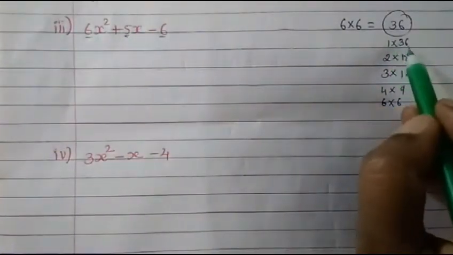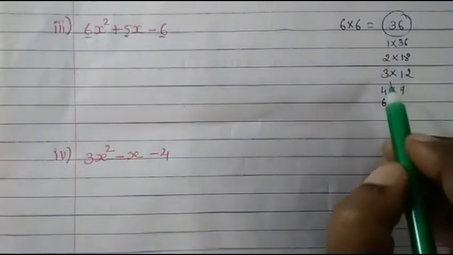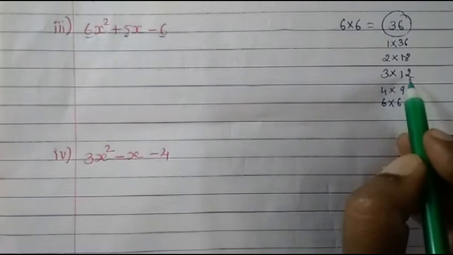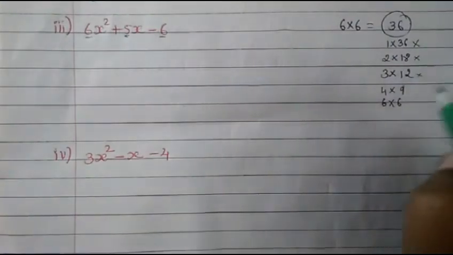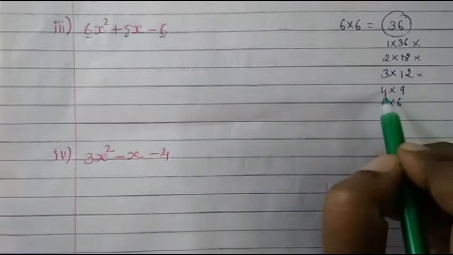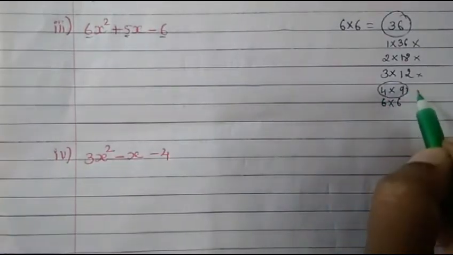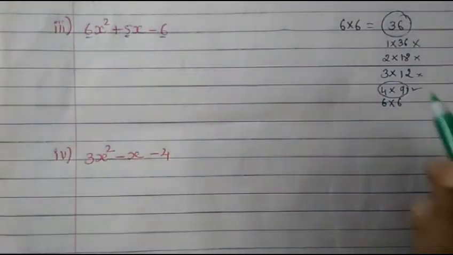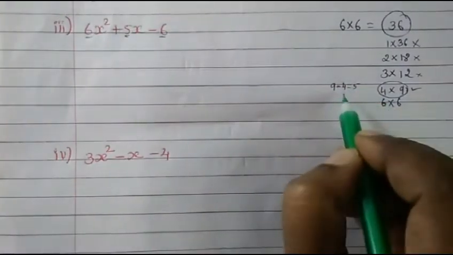Here, if you plus or minus, you will not get 5. Here also, plus or minus, you won't get 5. Here 3 plus 12 will be 15, and if you minus 3 from 12 you will get 9, so it won't suit. Now here 4 plus 9 will be 13, but if from 9 you minus 4, then we'll get 5. So this is the correct pair that we want.